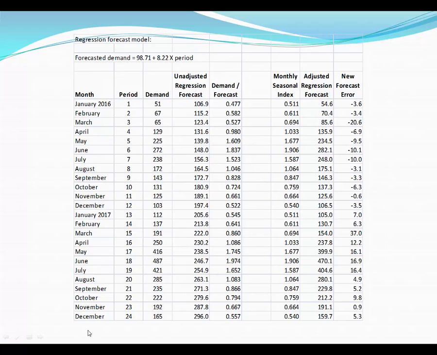So if I was going to go ahead and forecast for January of 2018, how would I do that? I take 98.71 plus 8.22 times 25, which would be January of 2018. I take that result, multiply by my seasonal index of 0.511 to get my new forecast for January 2018. Now, obviously, as we get more data, we get data for 2018 and 2019, we can rerun the regression analysis. We can recalculate the seasonal indices and potentially come up with a better solution.